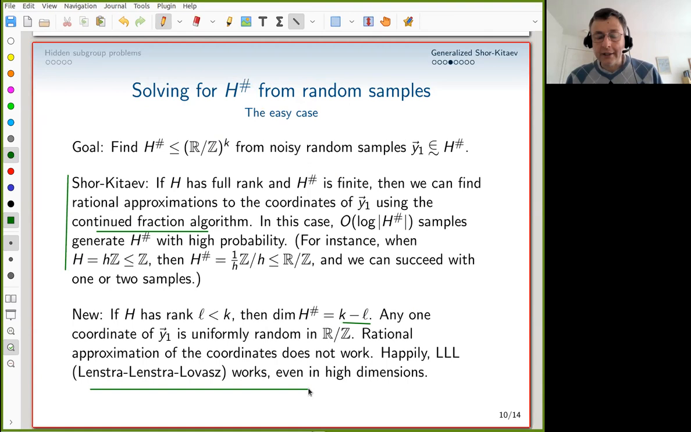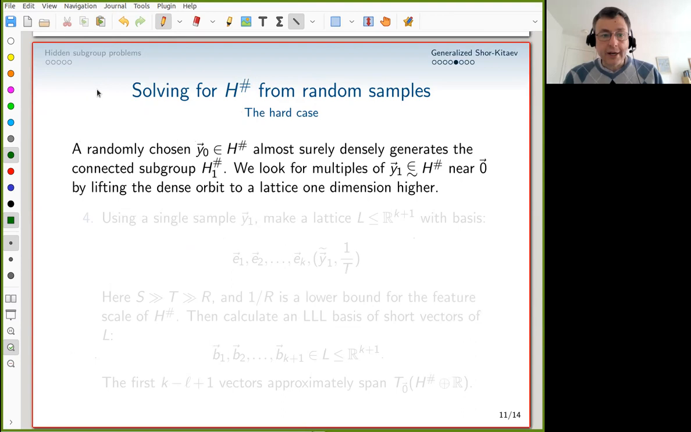Part of the reason that I arrived at this is that it's commonly said that the LLL algorithm is a higher dimensional version of the continued fraction algorithm. That's a bit simplistic, but you can interpret it kind of that way. Okay, now we're in the middle of the steps of the algorithm. If you could choose uniformly at random an element of H sharp itself with no noise, it would almost surely densely generate the connected subgroup. And with good probability, you may need exponential size multiples of Y naught to get a finitary version of dense generation, but you wouldn't need anything worse than an exponential scale of multiples of Y naught to get a good epsilon net for H1 sharp.